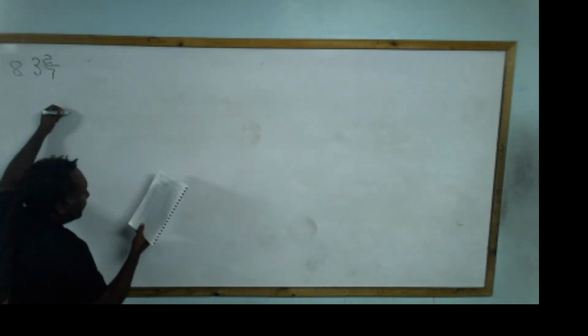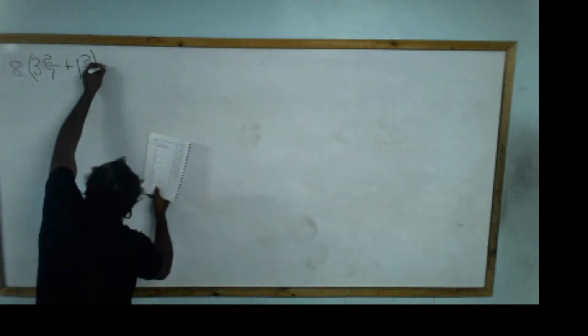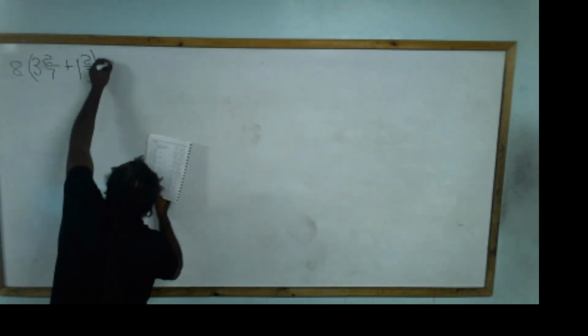Seven, 8. So let's go for number 8. 3 and 2 sevenths plus 1 and 2 thirds, to be divided by 1 and 1/7.